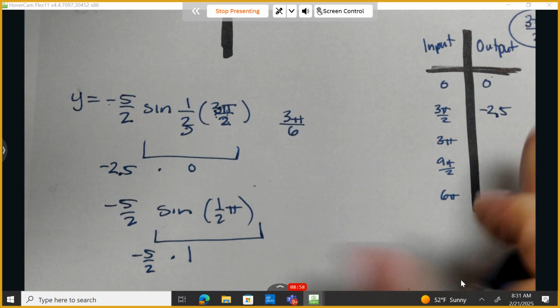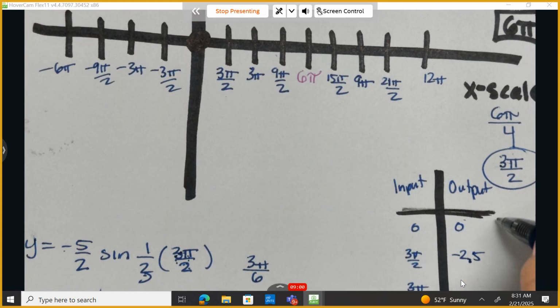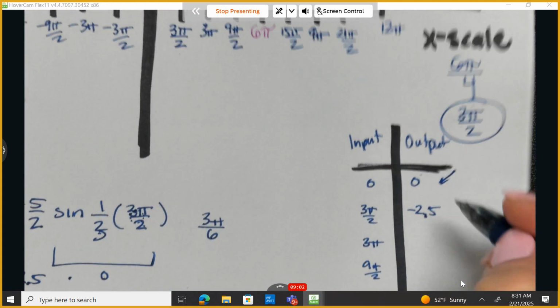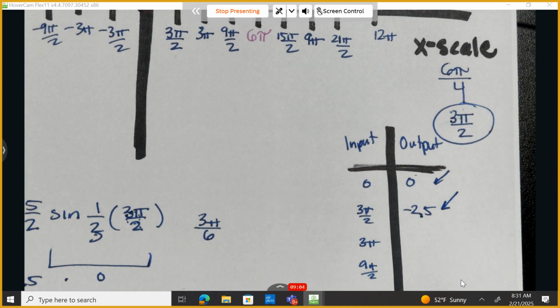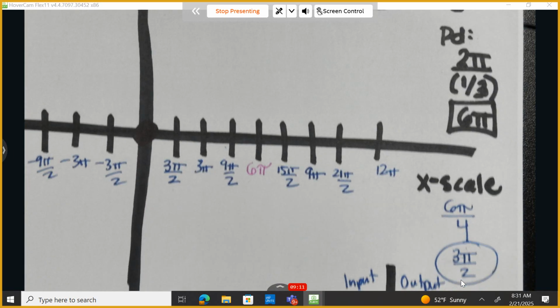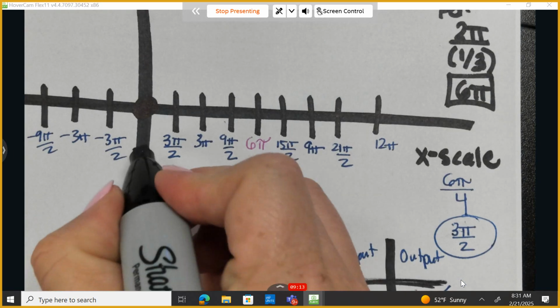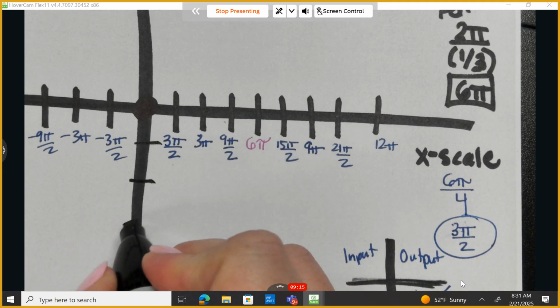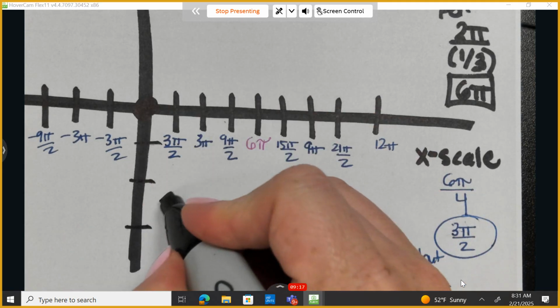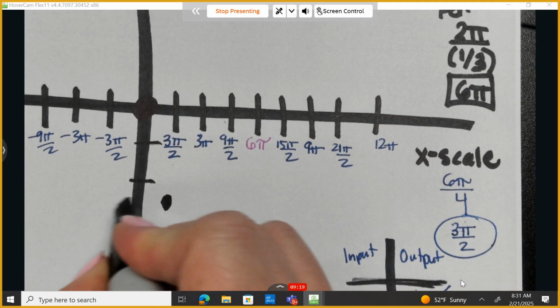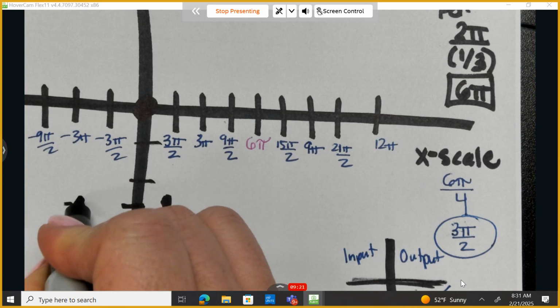Okay, ready? Let's try to be as accurate as possible. Let's come up here. This, remember, is y equals. That describes how far above or below the x-axis we need to go at a particular value. So I just plugged in 3 halves, and I need to drop down negative 2.5. Here's 1, 2, 3. So here's negative 2.5. This is negative 2.5.